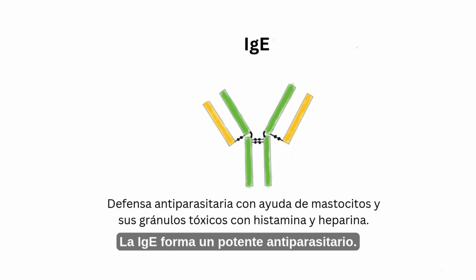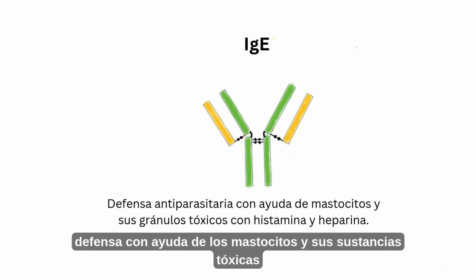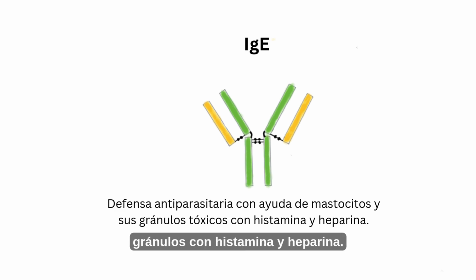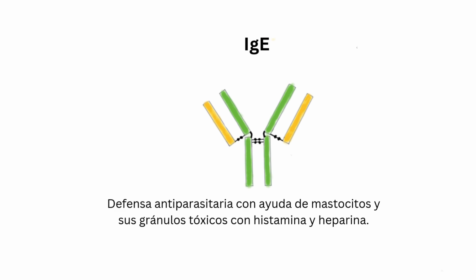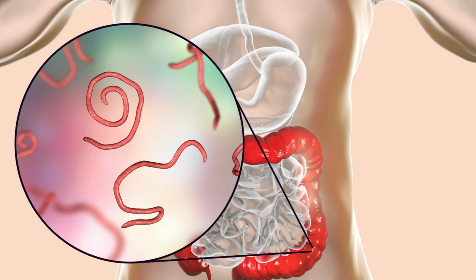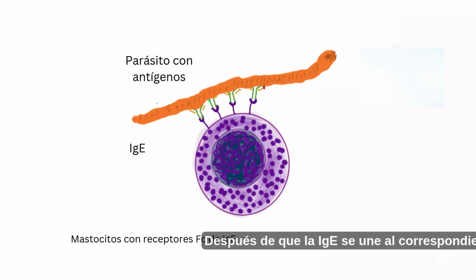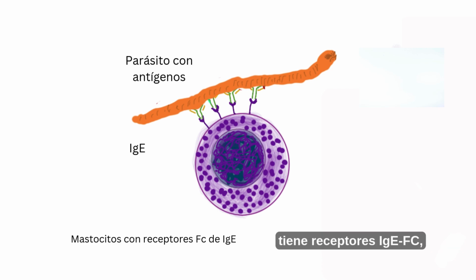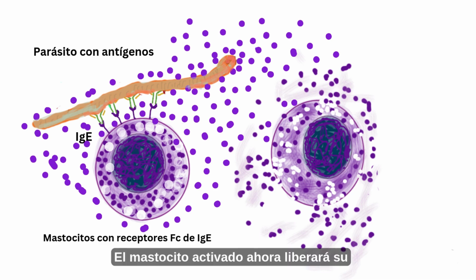IgE forms a strong antiparasitic defense with the help of the mast cells and their toxic granules with histamine and heparin. After IgE binds to the corresponding antigen on the parasite, the mast cell has IgE-Fc receptors, which will recognize the IgE bound to the parasite. The activated mast cell will now release its granules of histamine and heparin, thereby killing the parasite.